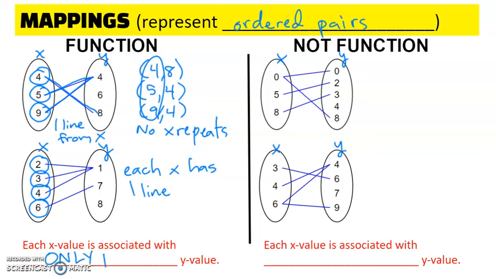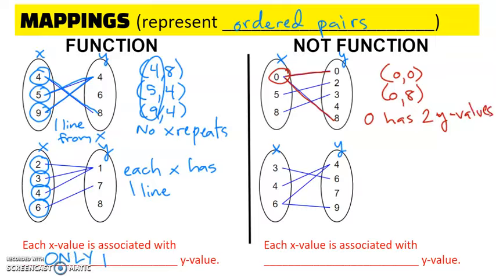All right, when we look at our non-functions, if I look over here, I see 0 has those two lines coming to it. So that's 0, 0 and 0, 8. 0 has two y values. That's not allowed, right? So be very careful with that. But again, it had two lines coming off of it.